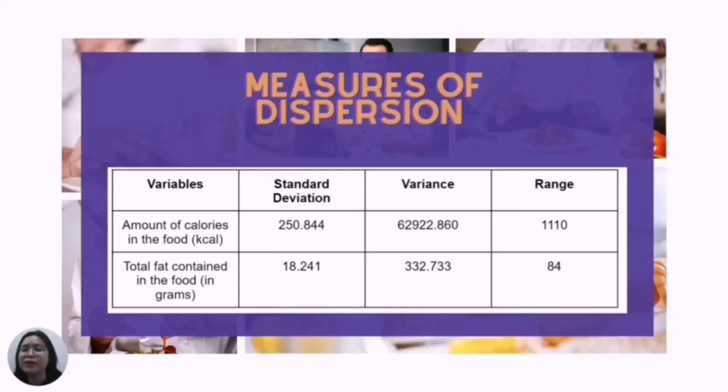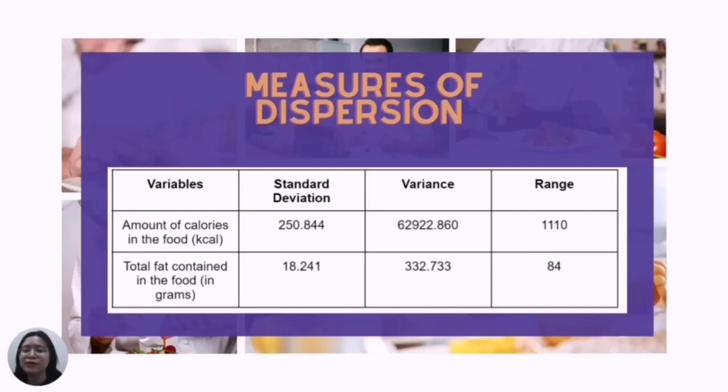Next, the variance for the amount of calories in food is 62,922.860, while for the total fat contained in the food is 332.733. This shows that the variance of the amount of calories in food is higher than the total fat contained in the food. Besides, the range of the amount of calories in the food is 1,110, whereas for the total fat contained in the food is 84.